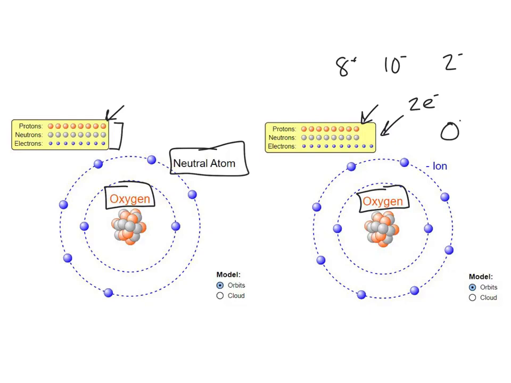And so we would show this oxygen in this way to show that it was an ion. We would put that little 2 minus up above there. And so this is another example of an ion that has gained electrons instead of lost. Again, it's still oxygen because it has the same number of protons, but it has gained or lost electrons.